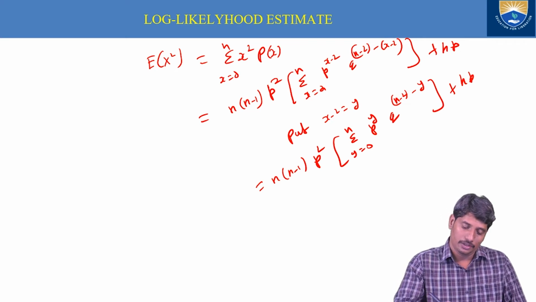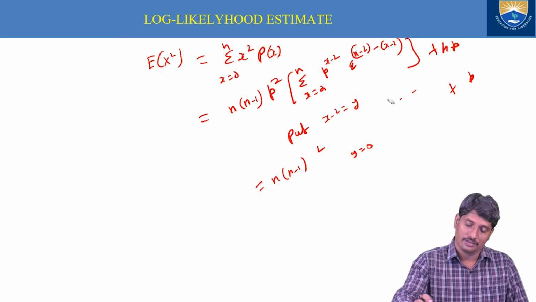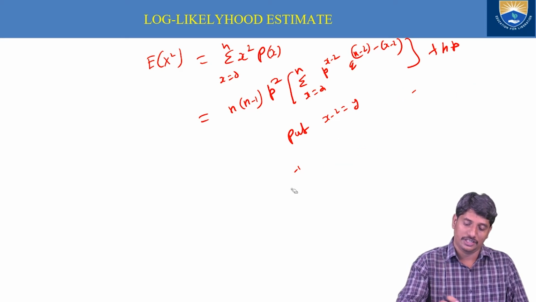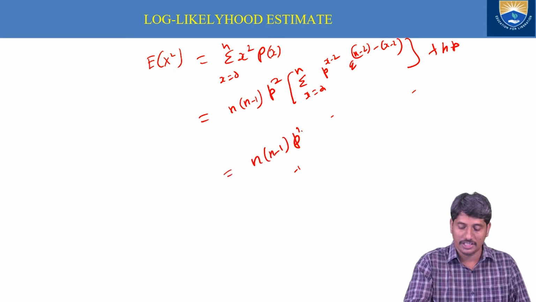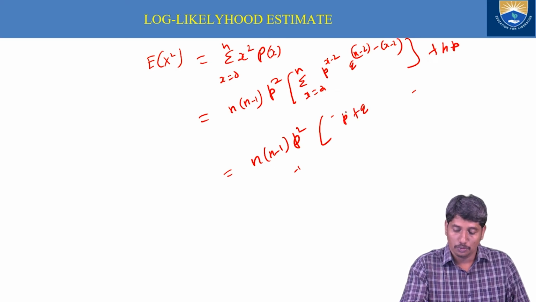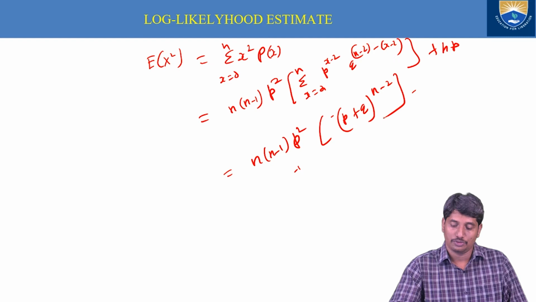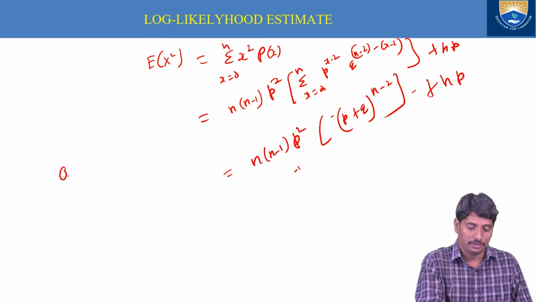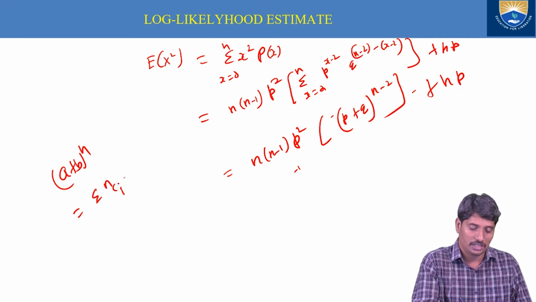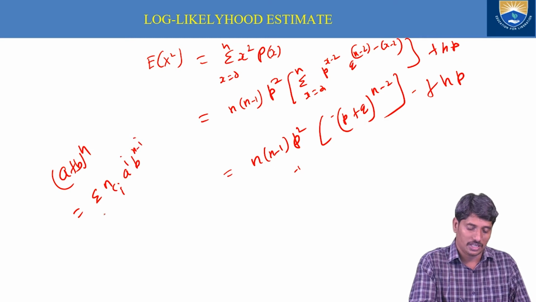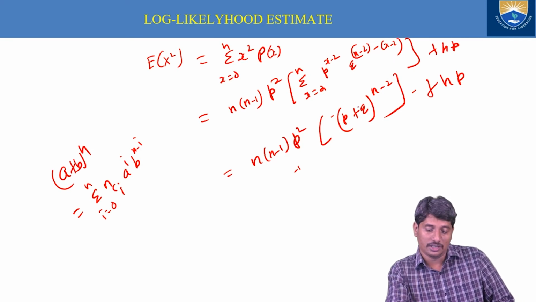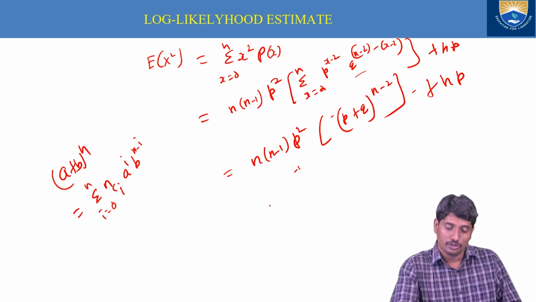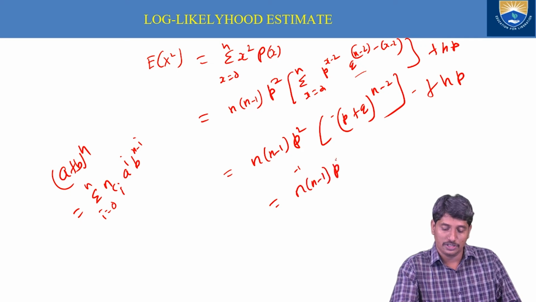Or else you can easily understand it by using the binomial theorem directly. You need not substitute anything. With the help of the binomial theorem you can easily understand it as (p plus q) whole power n minus 2. Because the binomial theorem says (a plus b) whole power n is summation nCi, a power i, b power n minus i, i = 0 to n. By using that you can easily understand that this is (p plus q) whole power n minus 2. So n into n minus 1 into p square. What is p plus q?